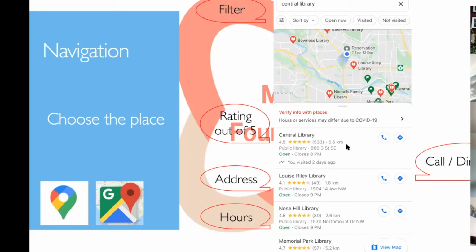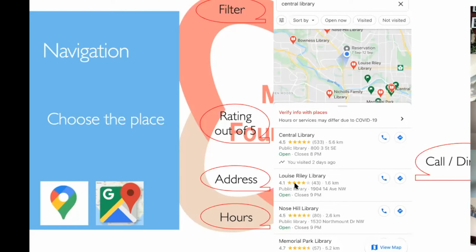The stars here are going to be the rating that other people have given to that particular business. In this case, the Central Library, it's rated 4.5 stars out of 5 based on 533 reviews. So very, very high. Central Library is a really big place in Calgary, so there's a lot of reviews for that one. But if you go to a business that's maybe not so big, or if it's something that just recently opened up, you might not have any reviews, or it might just be a few reviews.